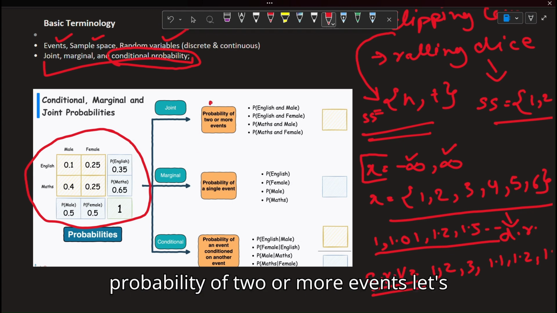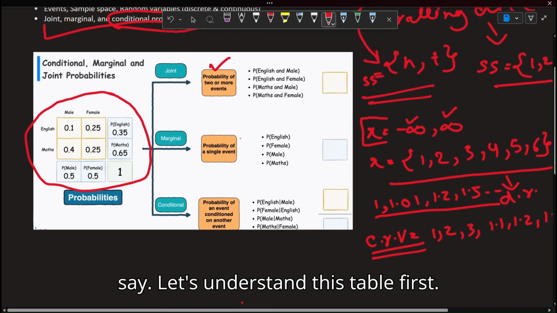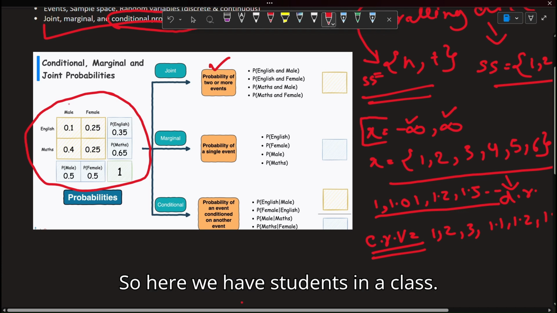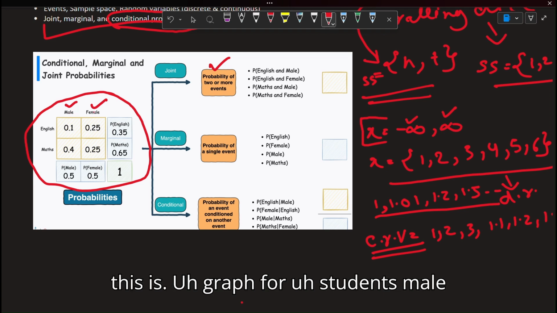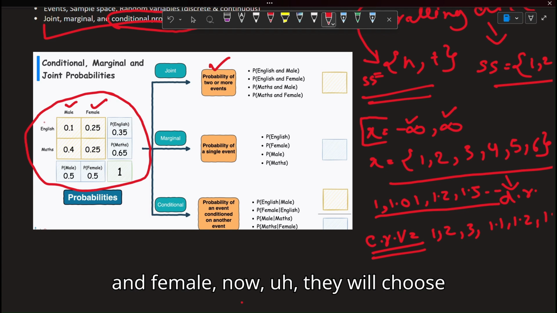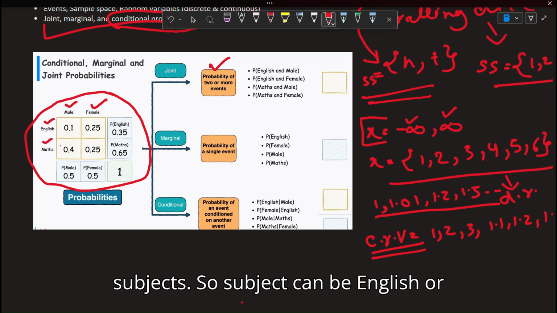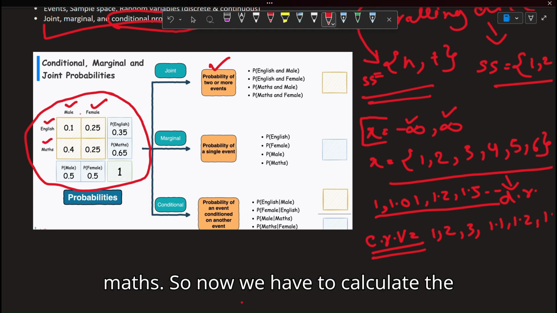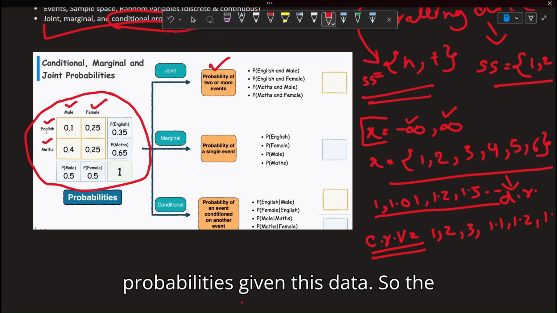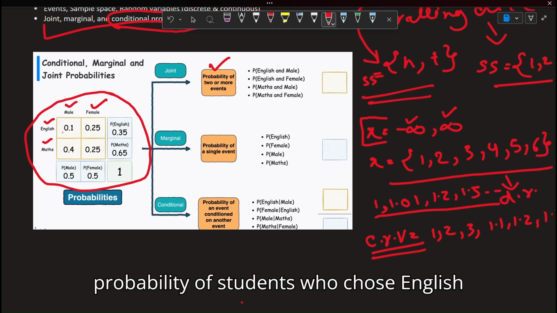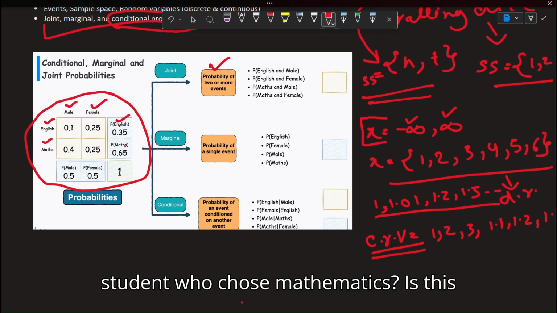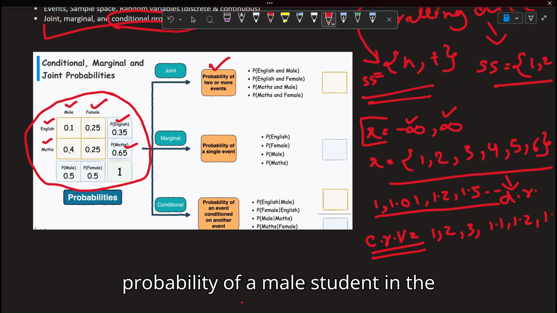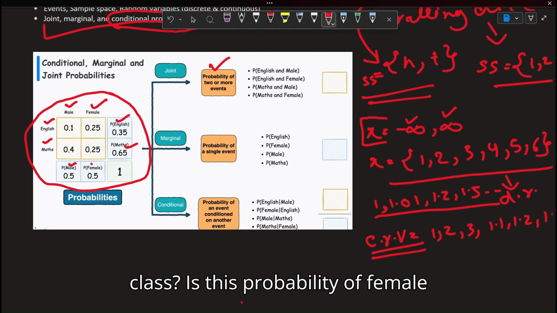Joint probability is the probability of two or more events. Let's understand this table first. Here we have students in a class. A student can be male or female. Then they choose a subject, which can be English or maths. Now we have to calculate the probabilities given this data. This is the probability of students who chose English, this is the probability of students who chose mathematics, this is the probability of a male student in the class, and this is the probability of female students in the class.